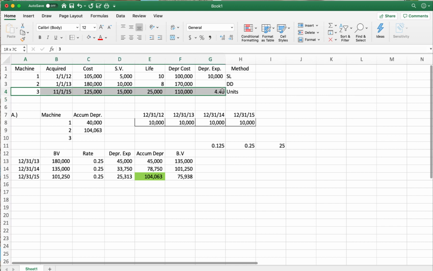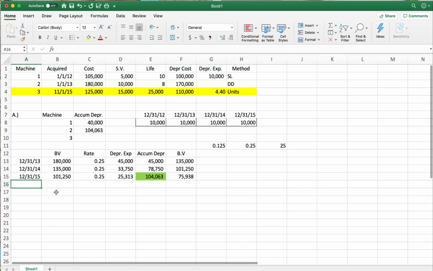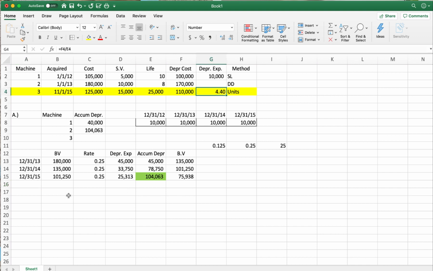Machine 3. So we're looking at machine 3. Okay? So for machine 3, we need to figure out what our depreciation is per hour. We already did that. That was $440. The next thing we need to know is how long this machine ran for in year 1, machine 3, right?